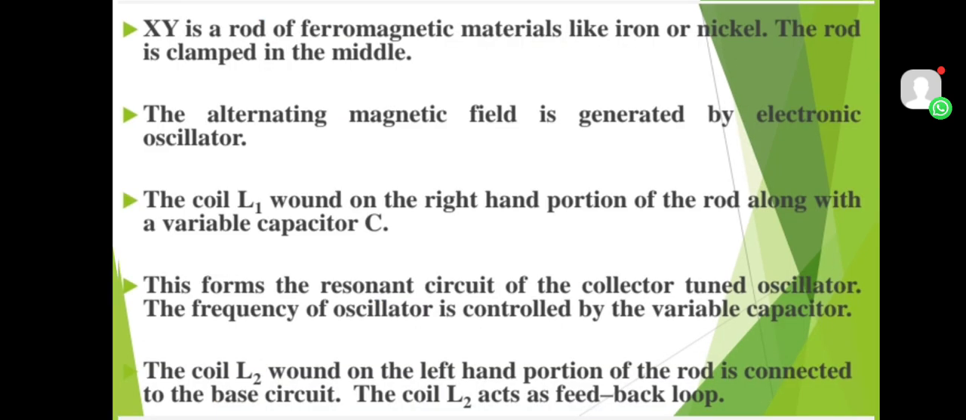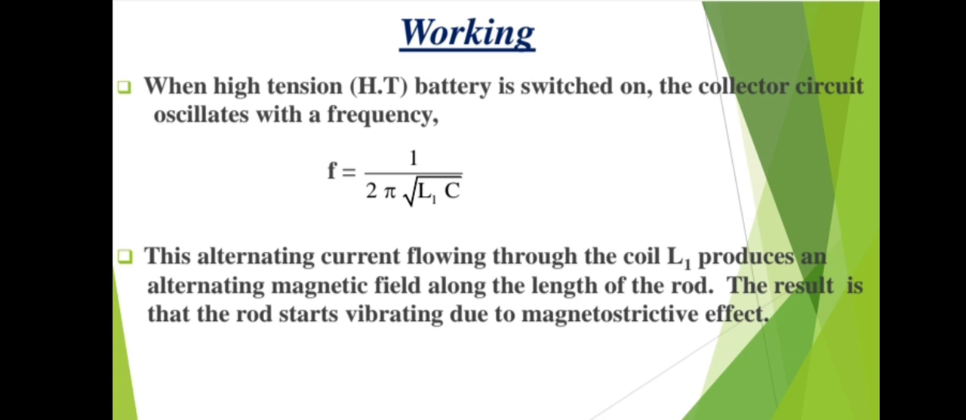So this is the construction of the Magnetostriction generator. Then the working of the Magnetostriction effect: when the high tension (H.T.) battery is switched on, the collector circuit oscillates with a frequency f equal to 1 upon 2 pi root L1 C. This alternating current flows through the coil L1 and produces an alternating magnetic field along the length of the rod.